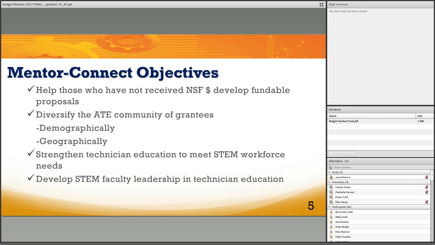You might wonder why we are providing this type of technical assistance to potential NSF ATE grantees. The answer lies in one of the primary goals for the Mentor Connect project, which is to help more of the nation's two-year technical and community colleges benefit from the NSF ATE program and funding. The ATE grants are implemented primarily at two-year technical and community colleges, and ATE projects focus on the preparation of technicians and advanced technologies that drive the U.S. economy.